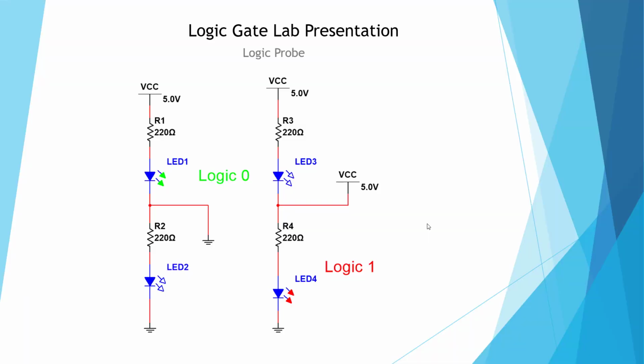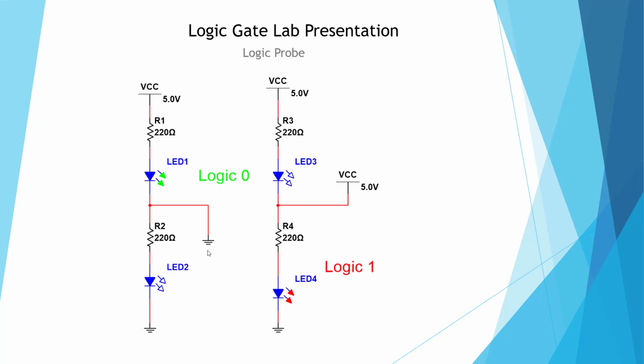Welcome to the ET302 Logic Gate lab presentation. Here I show two logic probes. We have VCC, a load resistor, and an LED and an LED.